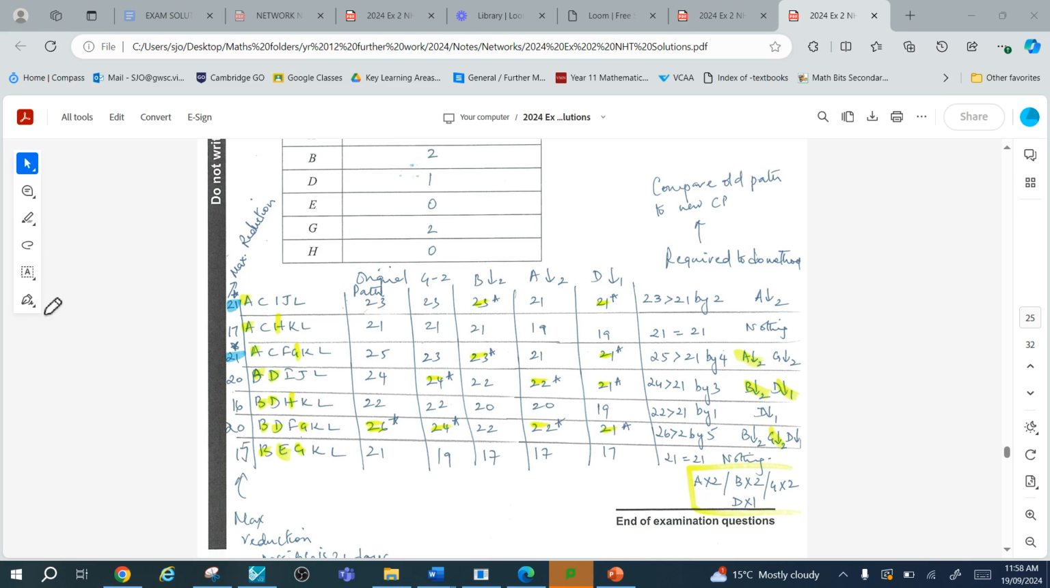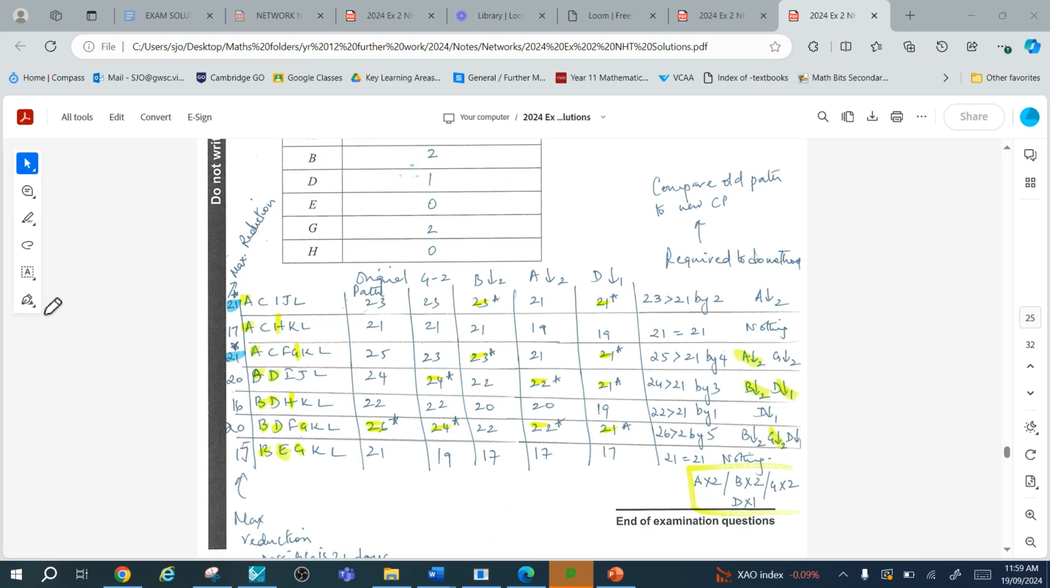In the next path, 24 is greater than 21 by 3. In this path, we have B and D. Now B is cheaper than D, and therefore we'll crash B by 2 and D by 1. In the next path, 22 is greater than 21 by 1, and the only activity over there that we could crash by 1 because we previously crashed D by 1 is D. So we should try and keep them as common as possible.